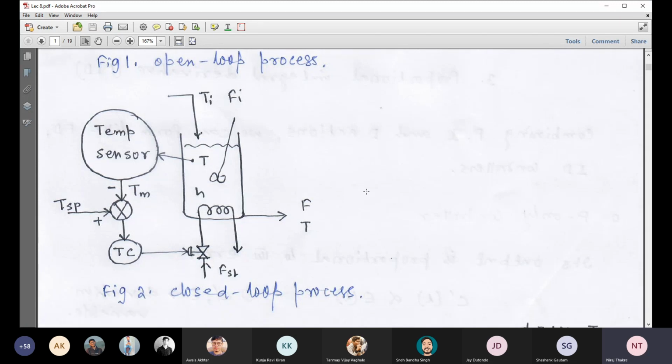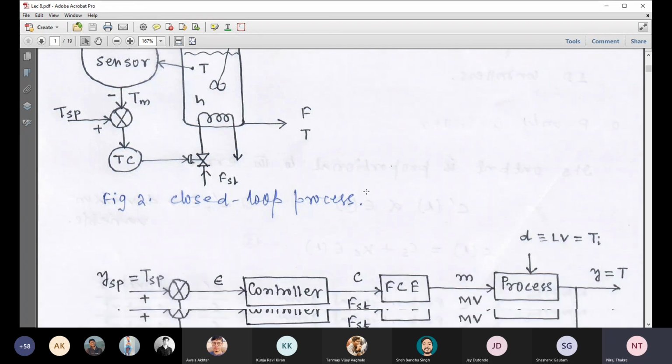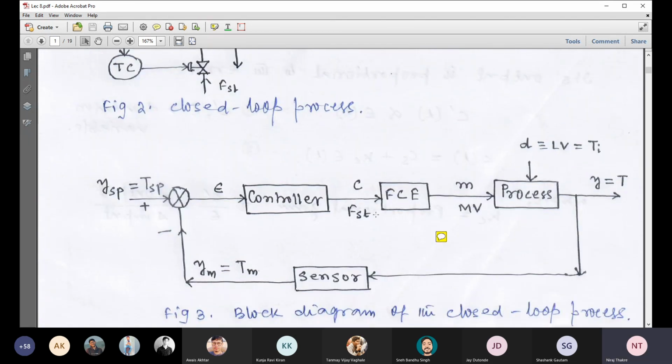Now based on this figure, we want to develop the block diagram. This is the block diagram. You start this way, then you can easily understand it. First, you draw this process block. This is a process block. First draw this process block.